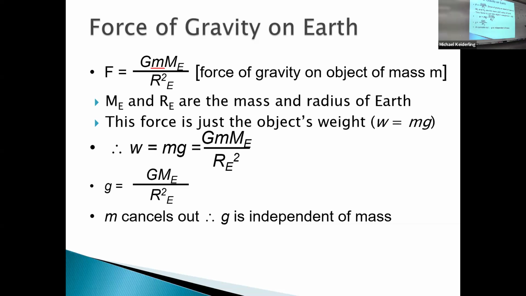Weight is mass times little g, but it's also equal to big G times mass of the object times mass of the Earth over radius of the Earth squared. So the mass of the object will cancel out, and we'll find that little g is big G times mass of the Earth over the radius of the Earth squared. So that's how you can calculate little g for Earth, just from the fundamental constant and the equation for universal gravitation.